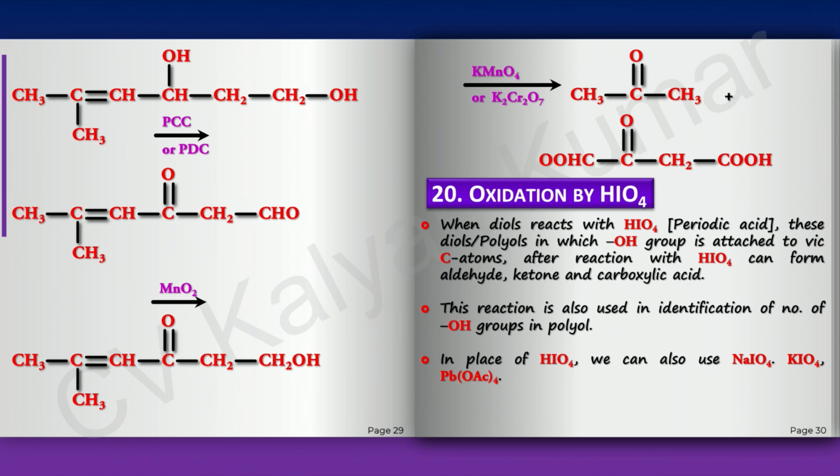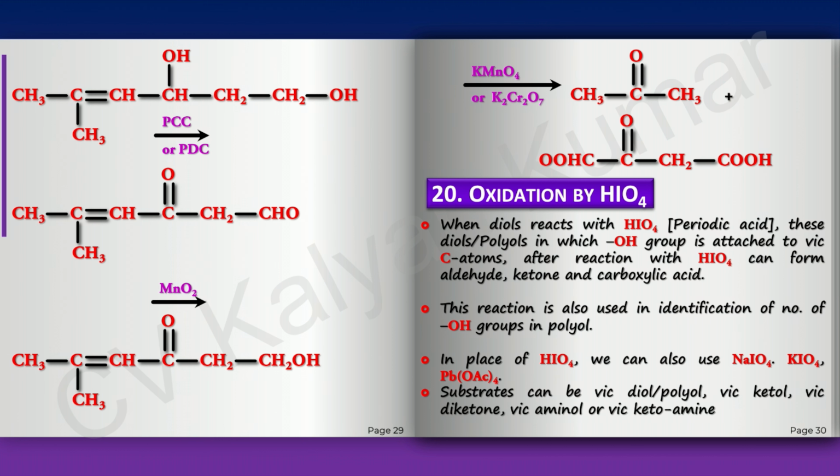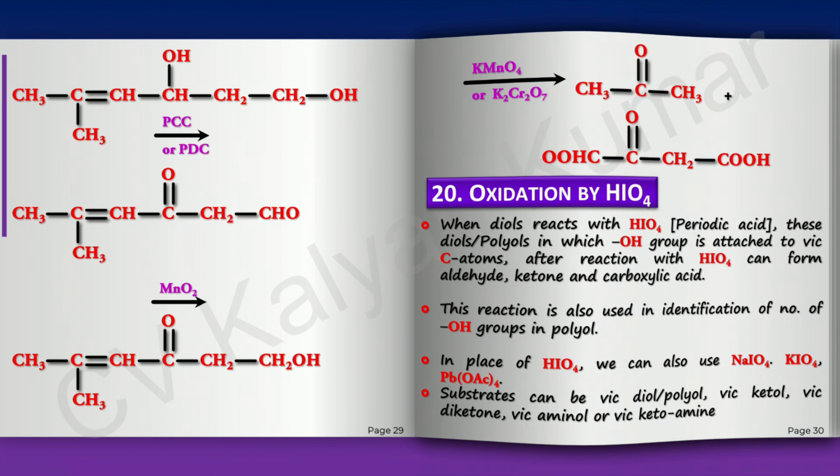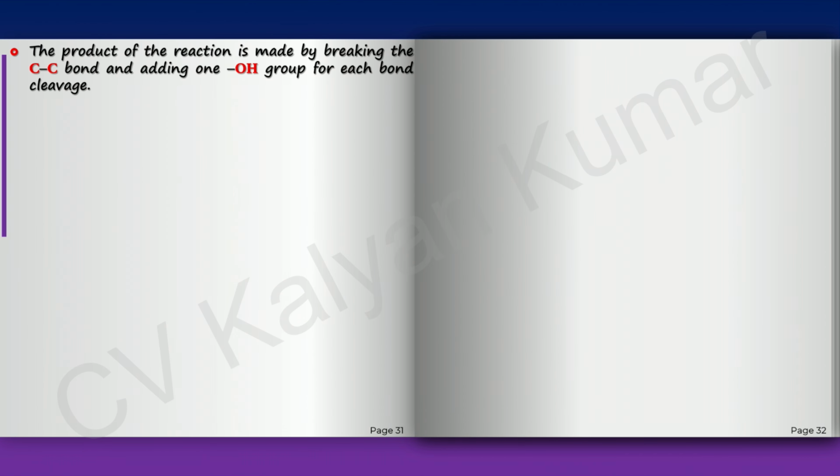Now, how do we test? Since it is said that it is like a test, it must show some color or something. The substrate can be vicinal diols, polyols, vicinal ketool, vicinal diketone, vicinal aminool, vicinal ketoamine. The product is made by breaking the carbon-carbon bond and adding one OH group for each bond cleavage. So this is the simple logic: whenever you have a carbon-carbon bond having two OH on them, break that bond and give one OH to each. For each bond cleavage, one mole of HIO4 is consumed.